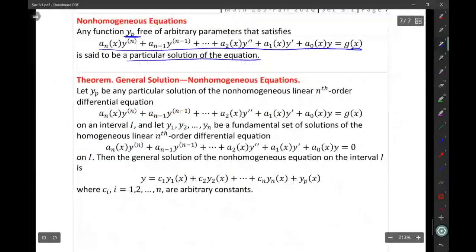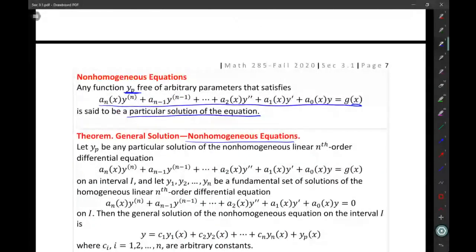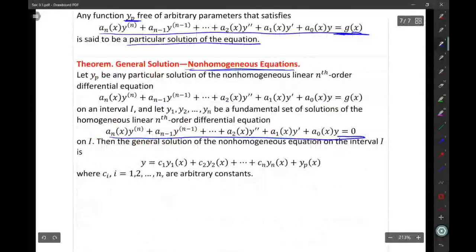The general solution for a non-homogeneous differential equation: if the differential equation is non-homogeneous, then we will have a particular solution and a homogeneous solution. So for the general solution of a non-homogeneous equation, I have to solve it as a homogeneous first to find the homogeneous solution, then solve it as non-homogeneous to get the particular solution.